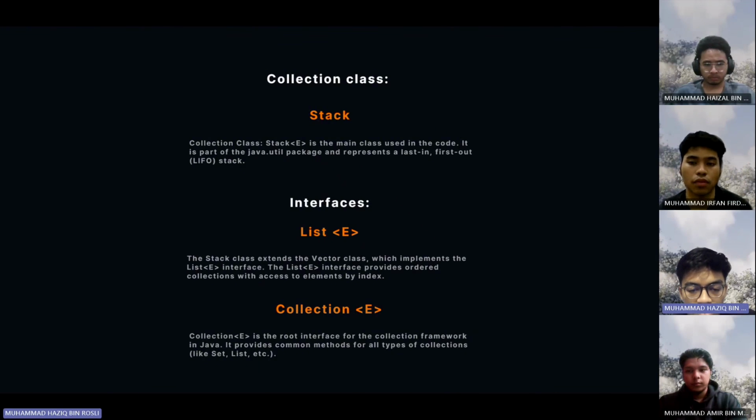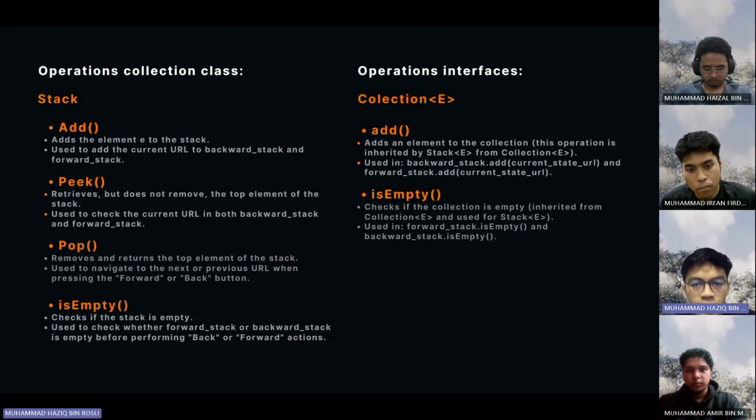Then the second interface is the Collection interface. Collection is the root interface for the collection framework in Java. It provides common methods for all types of collections like set and list. Then for operations, for the collection class, which is Stack, there are 4 operations: first is add, then peek, pop, and is empty. For the interface, which is the Collection interface only, we have 2 operations, which are add and is empty.